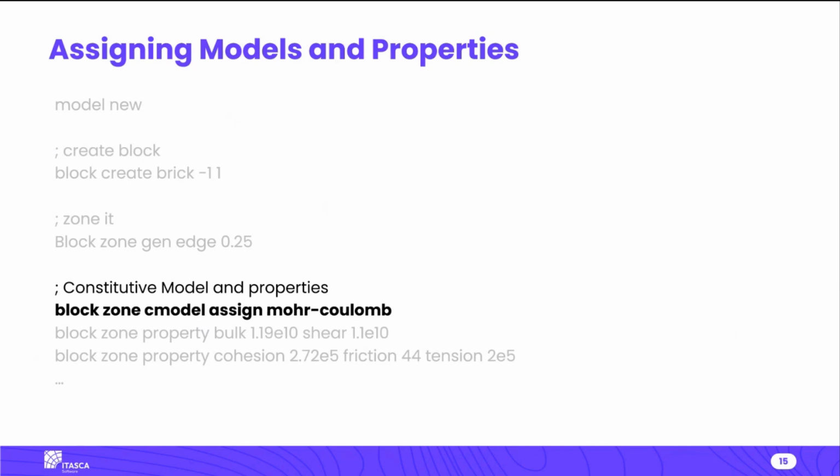So the syntax looks like this. The first thing you have to do is create the zones. So you generate the zones with some command that looks like this: block zone generate edge length. Once you have zones, you assign them a constitutive model. So in this case, in bold is shown how to assign a Mohr-Coulomb constitutive model to all the zones. As I showed earlier, you can use a range to assign different constitutive models to different parts of the model. In this case, it defaults to the whole model.